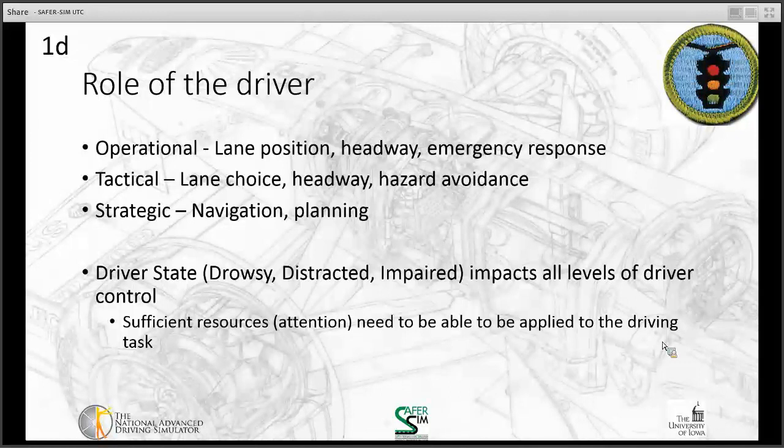The other thing to keep in mind is that driver state, drowsy, distracted, or impaired, impacts all levels of driver control. You need sufficient resources to be able to operate a vehicle safely, and oftentimes what we're talking about is attention. You have to be able to apply that where it's needed. When you don't focus or don't have the resources to focus, that's where problems occur. And so when you choose to drive drowsy, distracted, or impaired, that is when we have challenges, and the driver is not able to handle situations that come up, and they're more likely to be involved in a crash.